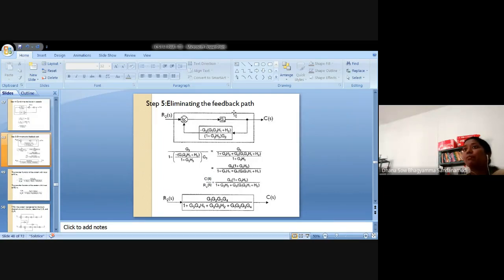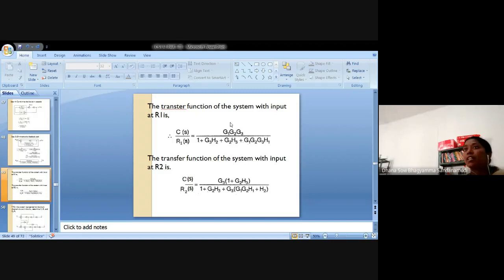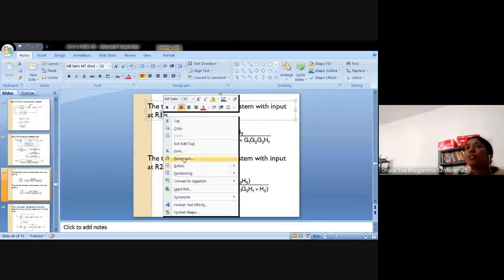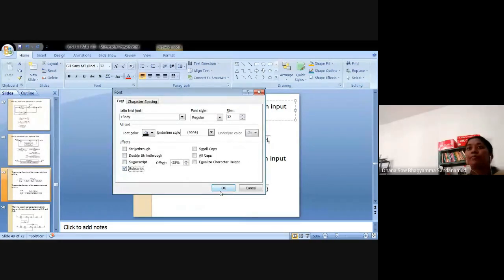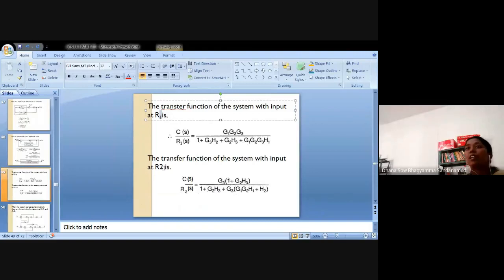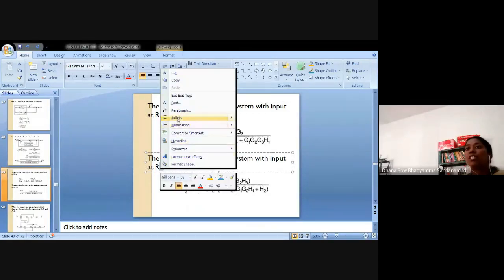So eliminating the positive feedback path: positive means G3 by 1 minus this whole magnitude into G3. I have written this whole magnitude into G3. You further simplify it, you will get this transfer function, C of S by R2 of S. That's what I have written in the next slide: transfer function of the system with input R2.